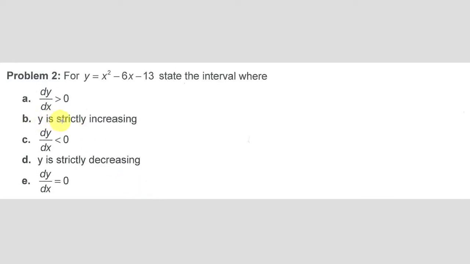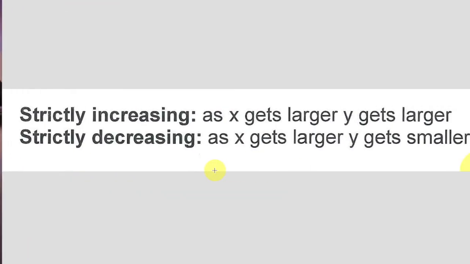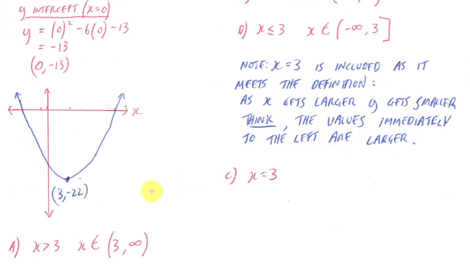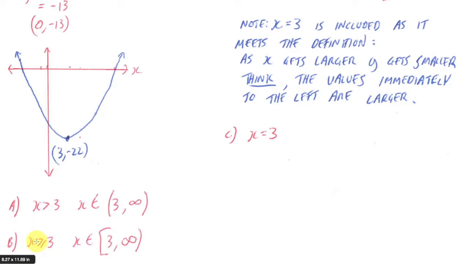B, where is y strictly increasing? Just recall the definition, strictly increasing. As x gets larger, the value of y gets larger. So you can see here that from 3, including the 3, as we move towards the right, so as x gets larger, the values of y are getting larger as well. And that's including x equaling 3. We're not talking about the gradient. So for this one, we're looking at x being greater than or equal to 3.